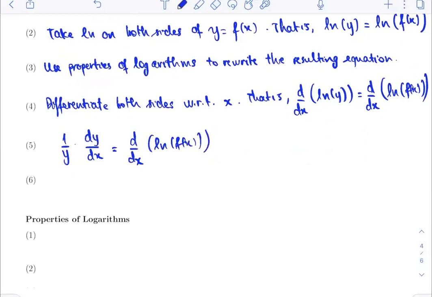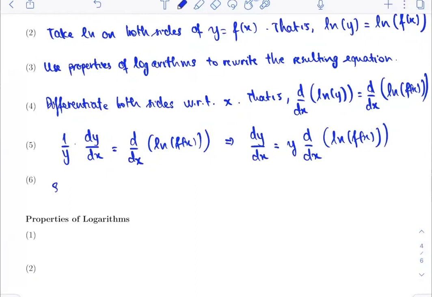And from here, you solve for dy/dx, or y prime, to find the derivative of the function, which is dy/dx equal to y times d/dx of ln of f of x. And for the final step, because in the result you still have a y, you want to substitute y back into the solution to get the final result. So that is, substitute y equal to f of x back to obtain the final result.